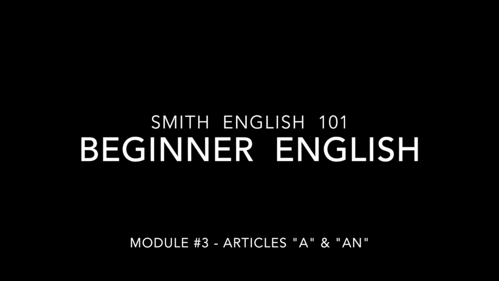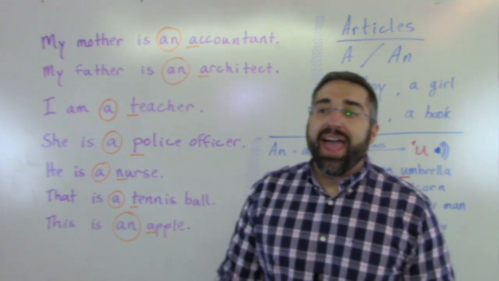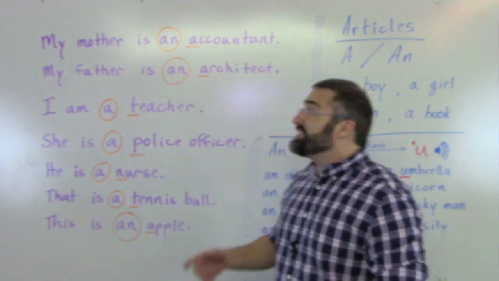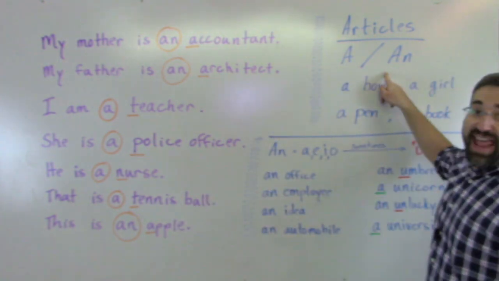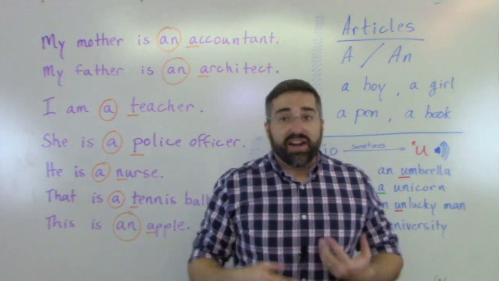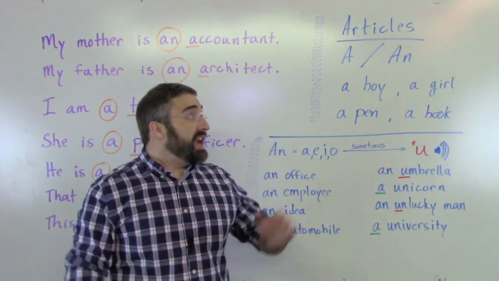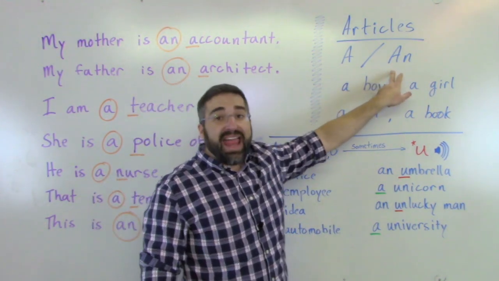Okay, so today we're going to be looking at some articles, and an article is, of course, a and an. All right. We also use the, right? The is an article, but we won't look at the today. Today we'll only look at a and an.